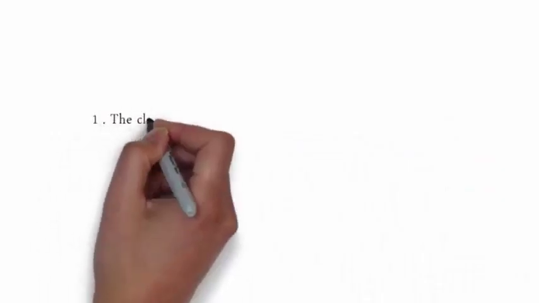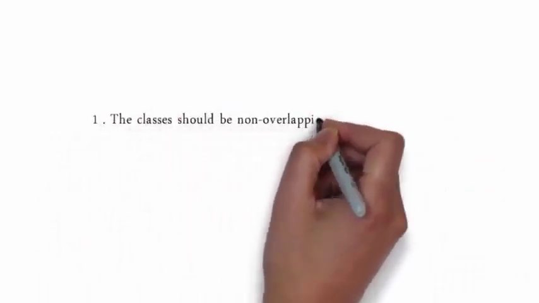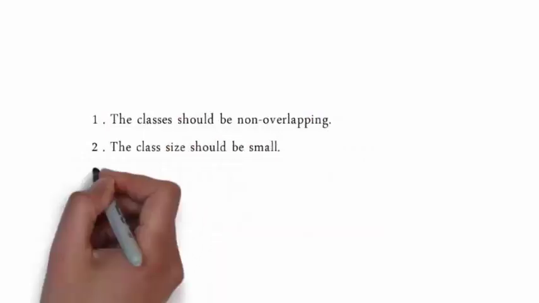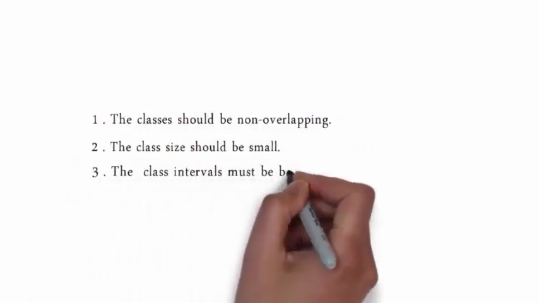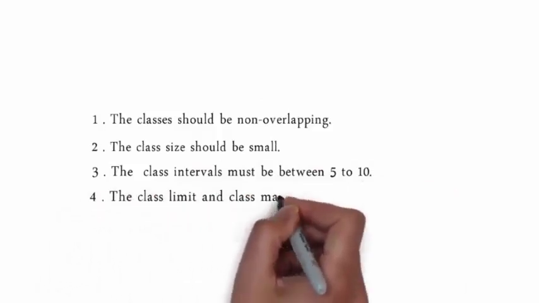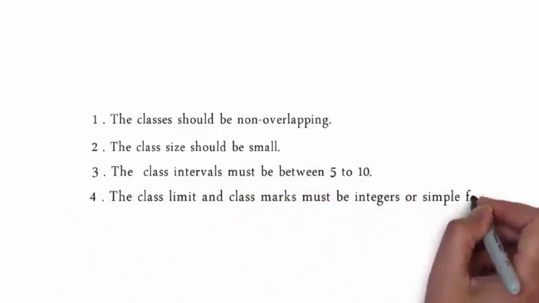First, the classes should be non-overlapping. Second, the class size should be small. Third, the number of class intervals must be between 5 and 10. And fourth, the class limits and class marks must be integers or simple fractions.